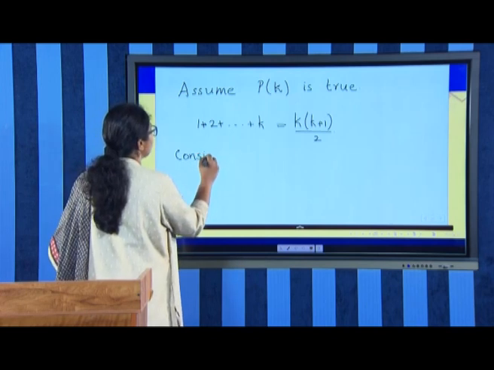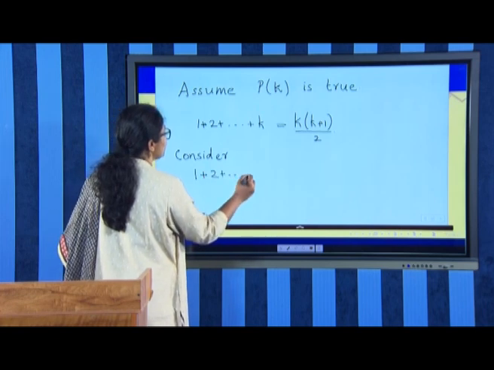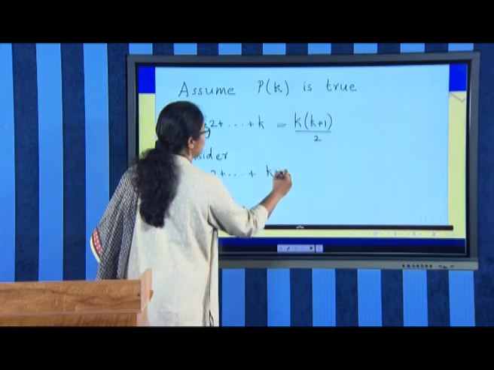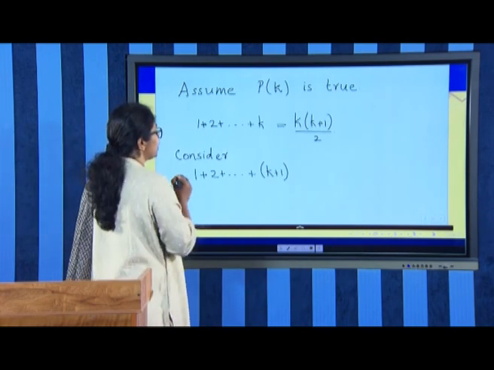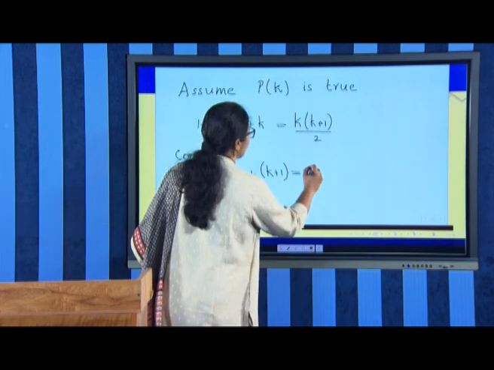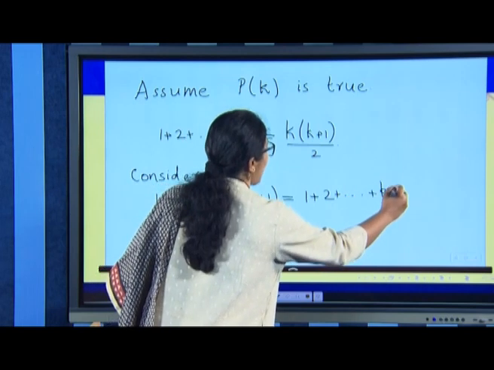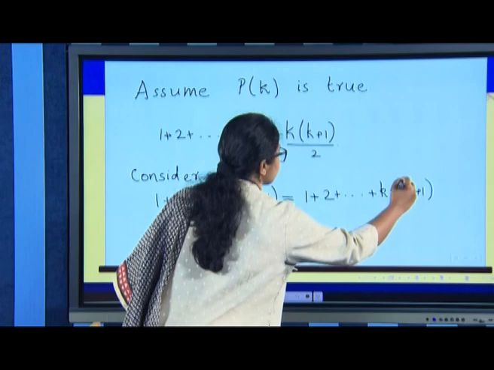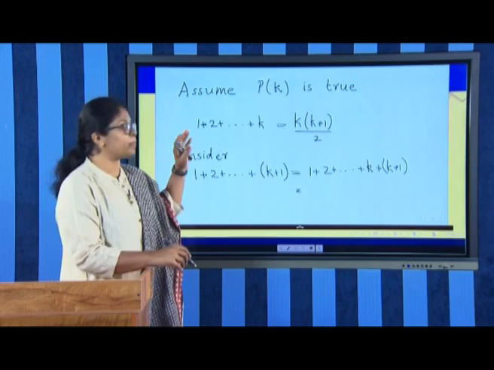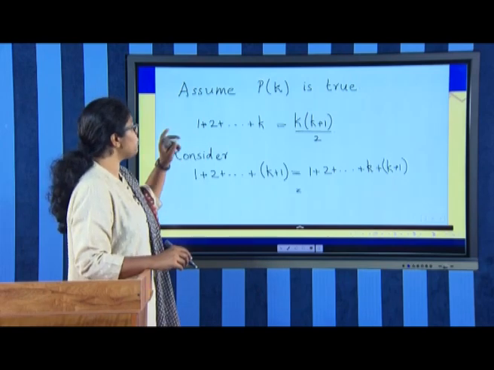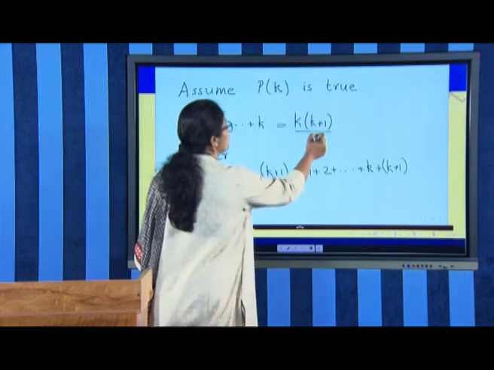Now consider 1 plus 2 plus etc. up to k plus 1. So, just before k plus 1 we have the natural number k. So, this can be rewritten as 1 plus 2 plus etc. up to k added with k plus 1. So, this is equal to, by our assumption or by the hypothesis of mathematical induction, we have 1 plus 2 plus etc. up to k is nothing but k into k plus 1 upon 2.